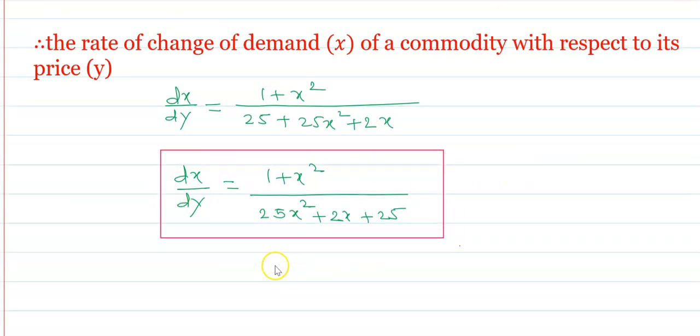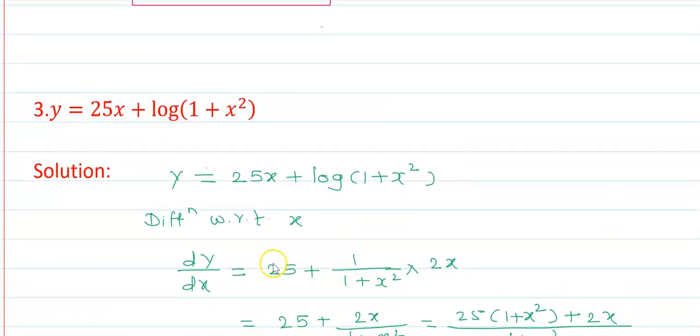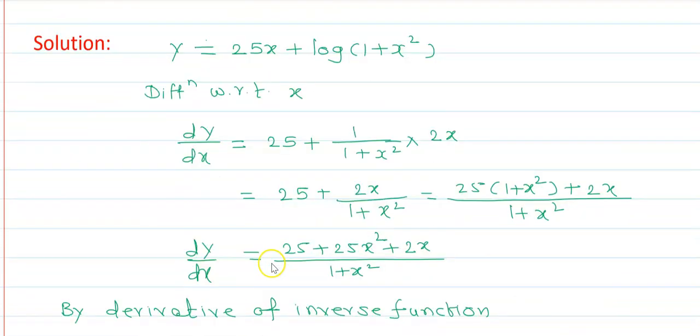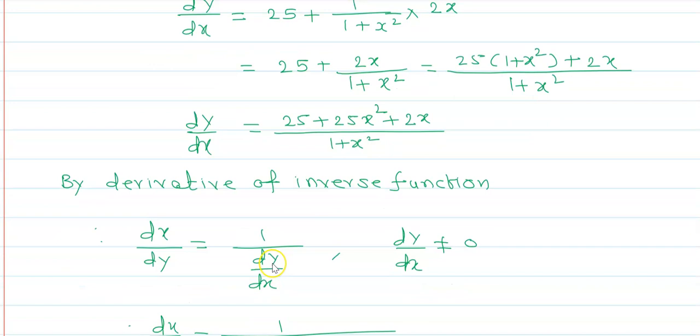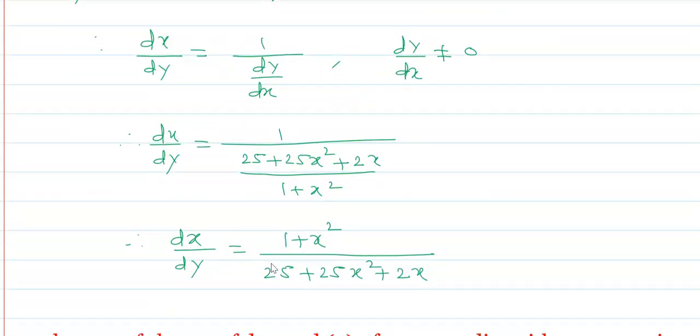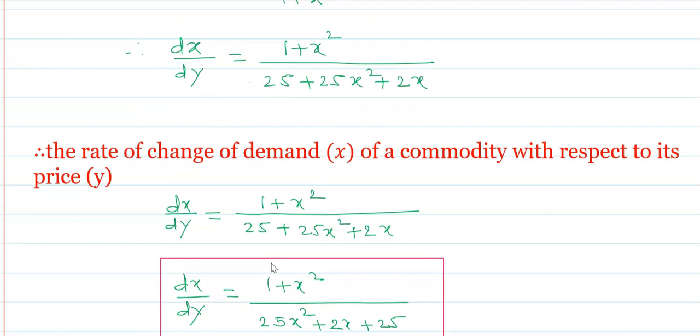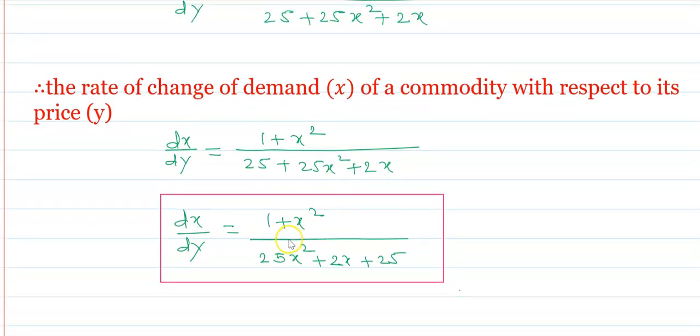Easy problems, you can see this. First, find the derivative, then use the definition of the derivative of the inverse function. And lastly, the rate of change of demand x of the commodity with respect to its price is nothing but dx upon dy, and here is the answer.